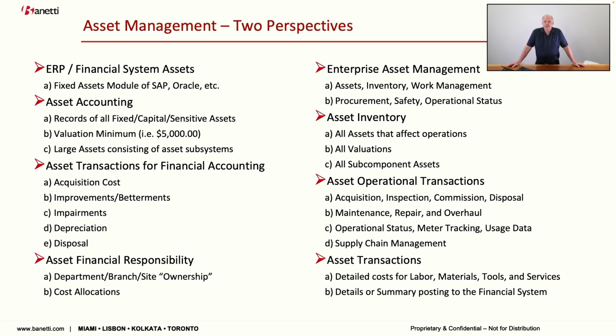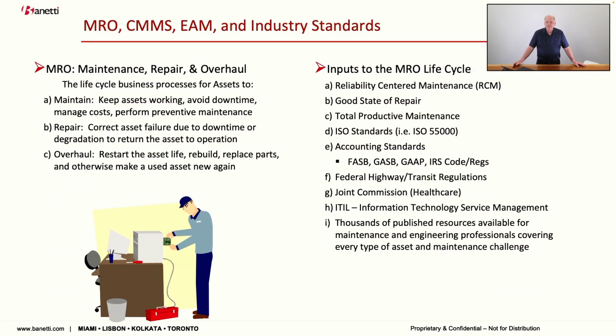Okay, and then the transactions here are the detailed costs associated with performing maintenance. Labor, materials, tools, and services are the general ones that we run into everywhere we go. And then the enterprise asset management system can either post those detailed transactions to the financial systems, or many times the EAM system is used as a sub-ledger to the financial system. So the only transactions that go across are postings in the general ledger as journal entries.